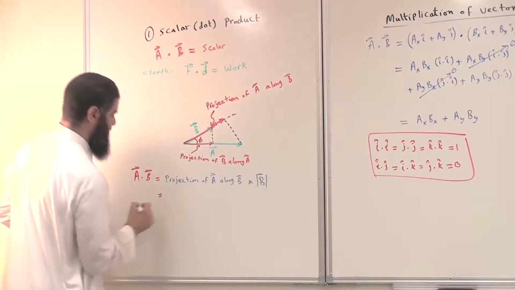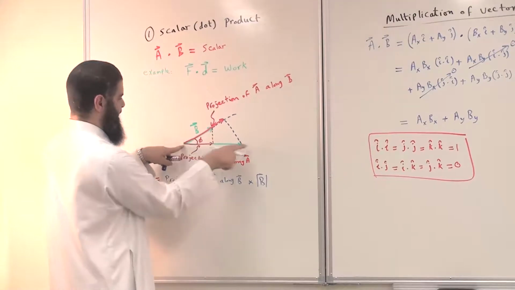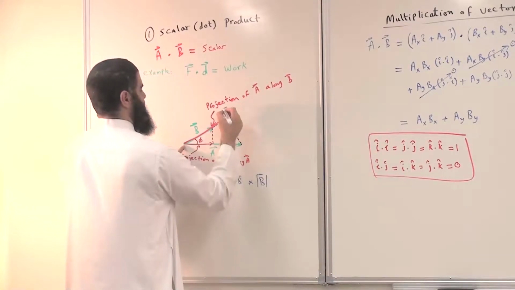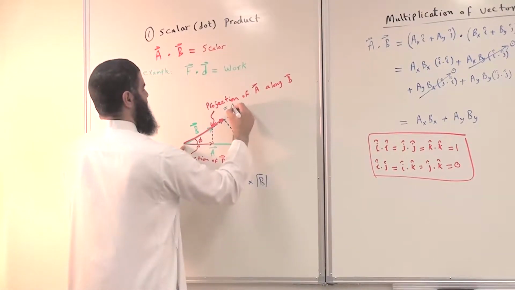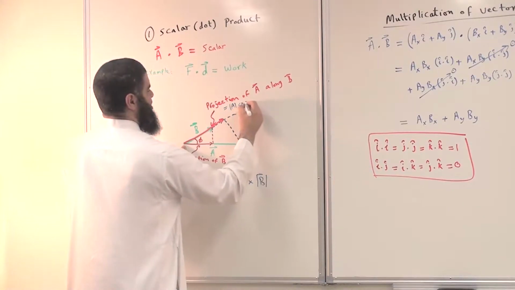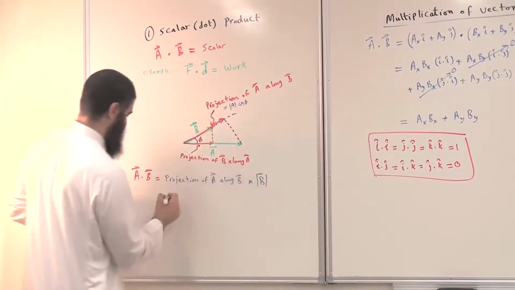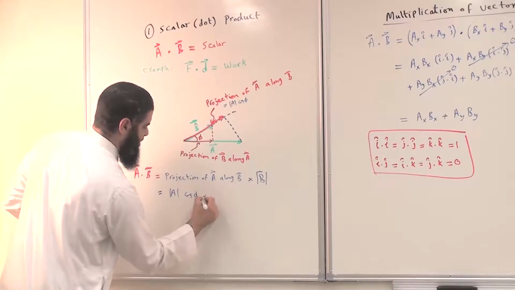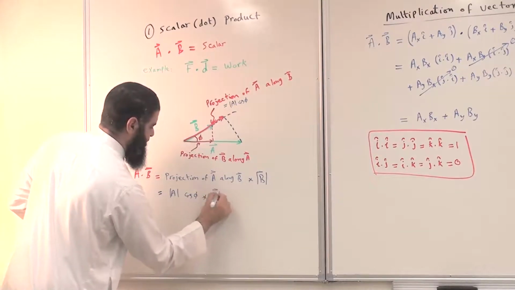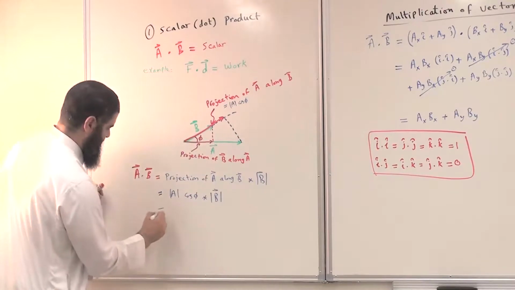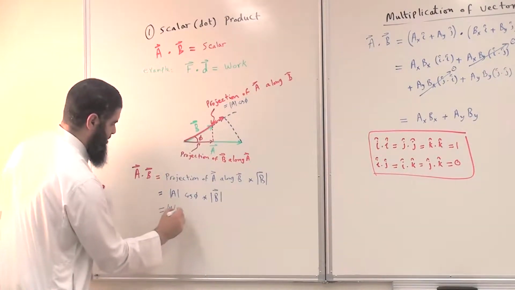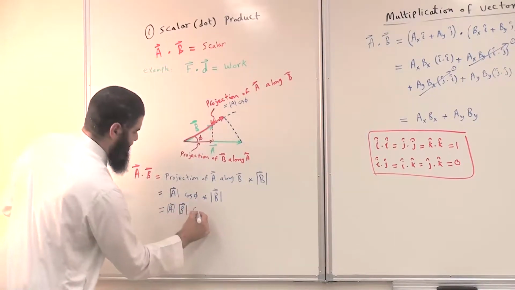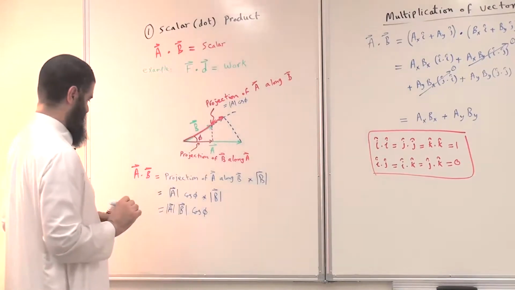And from trigonometry, this projection of A along vector B is equal to the magnitude of A multiplied by cosine of the angle between them. So this is A multiplied by cosine of the angle between them, multiplied by the magnitude of vector B. It can be written as magnitude of A, magnitude of B, multiplied by cosine of the angle between the two vectors.